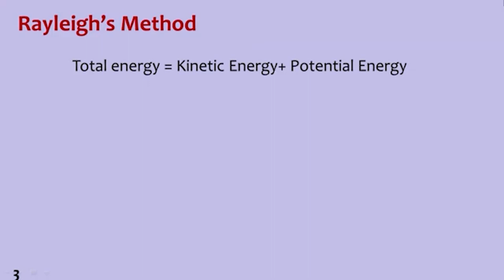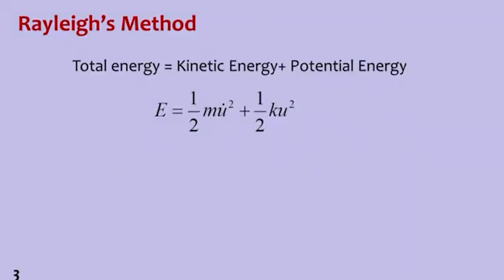In Rayleigh's method, the approach is dependent on energy. We already know that the total energy is the combination of the kinetic energy of a vibrating system plus the potential energy of the system. So, potential energy and kinetic energy together is the total energy. If we write the equation for that, it will look like this.